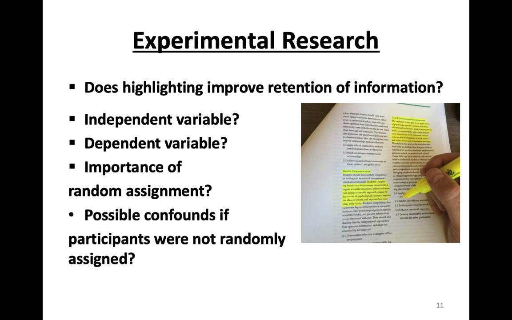And what about possible confounds if participants were not randomly assigned? Well, just the ones that I mentioned. It could be all kinds of things. Differences in intelligence, differences in familiarity with highlighting, differences in academic aptitude, all kinds of things. So there's all kinds of confounds if we don't randomly assign.